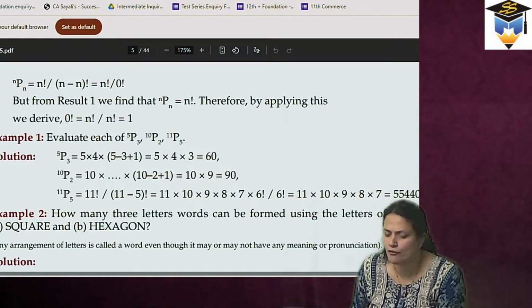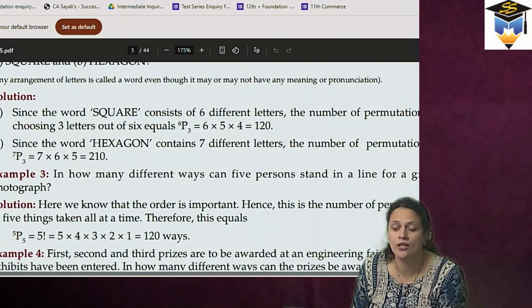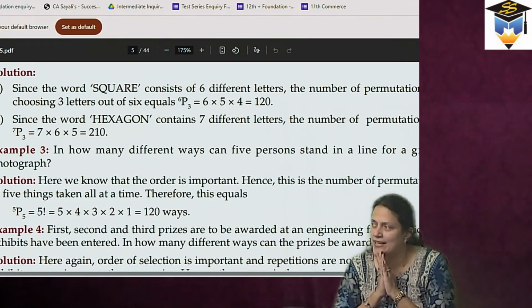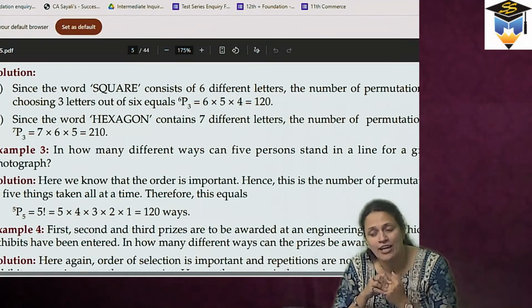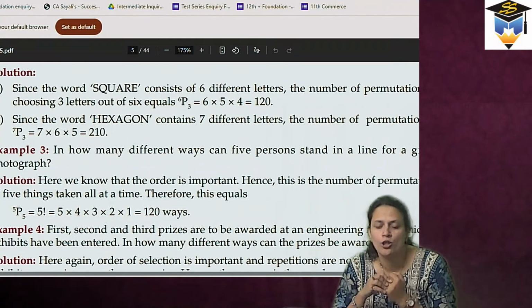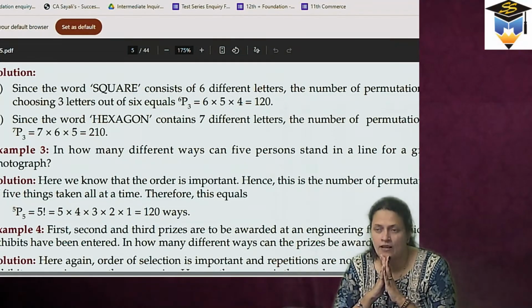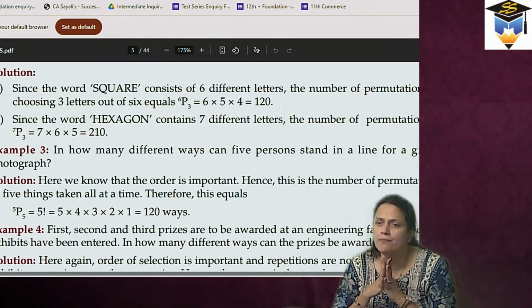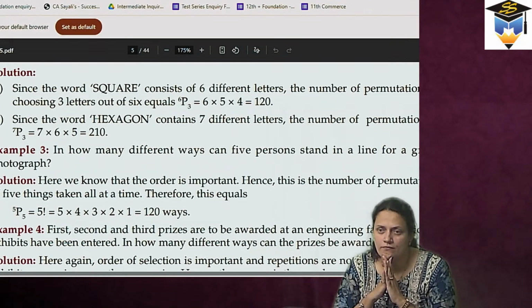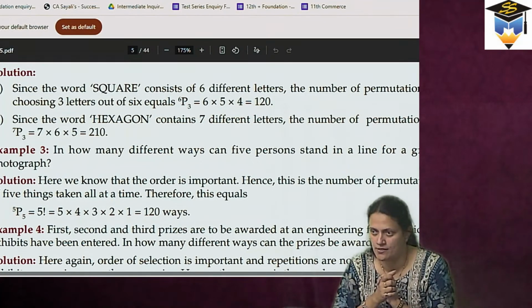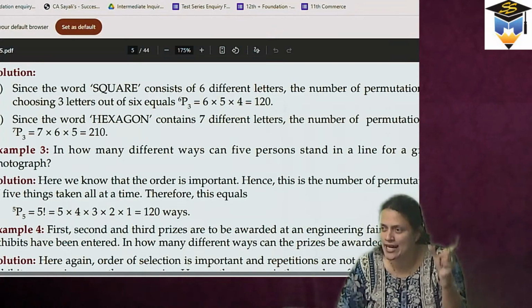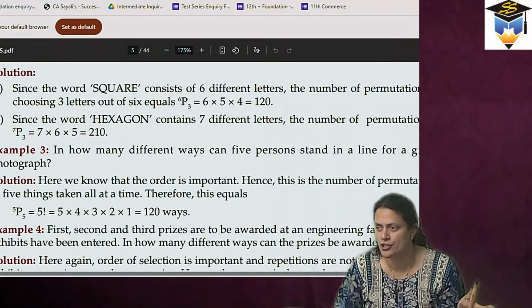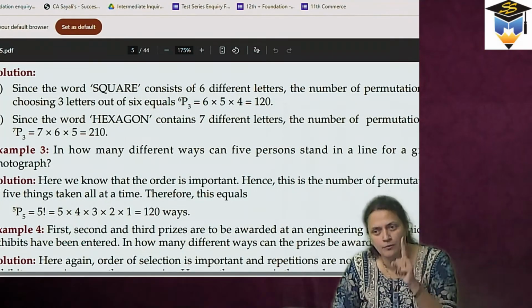Easy. By using the formula you can solve. Second example we have already taken. So let us go to the third example. In example number 3 of the module, in how many different ways can 5 persons stand in a line for a group photograph? So now here, is the order important? Is there any condition given that from those 5 persons, this person should stand at position 1? No condition given. So this is an example of permutation.